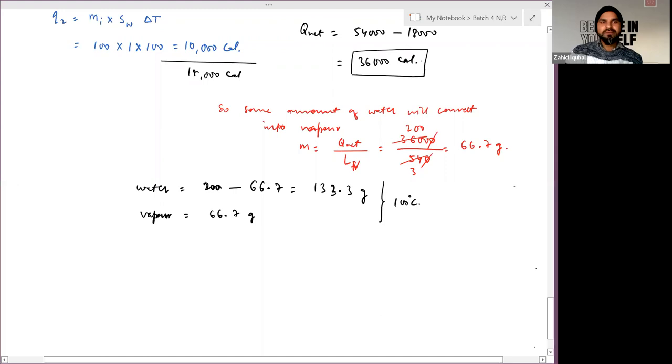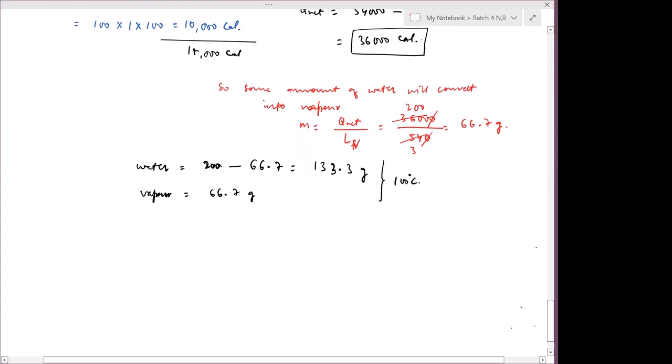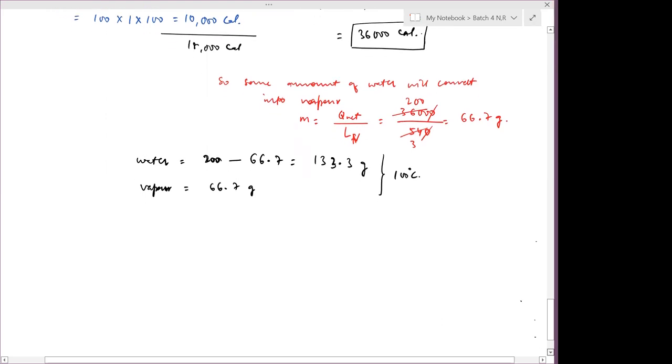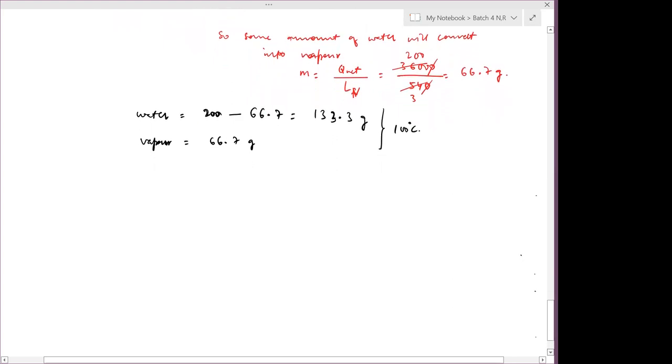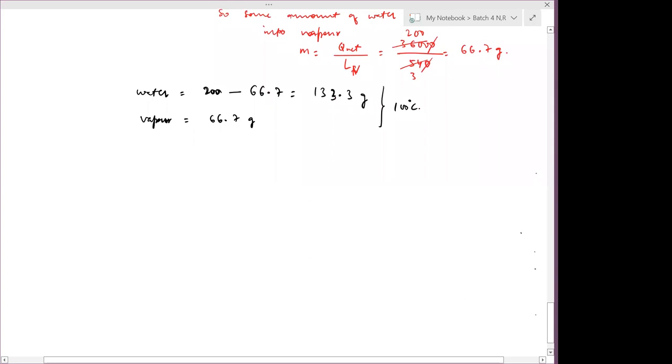So do you have any doubt from last class in this calorimetry part? Yes, sir. I had a doubt. The latent heat formula, Q is equal to M into latent heat. I did not get how the formula came about.